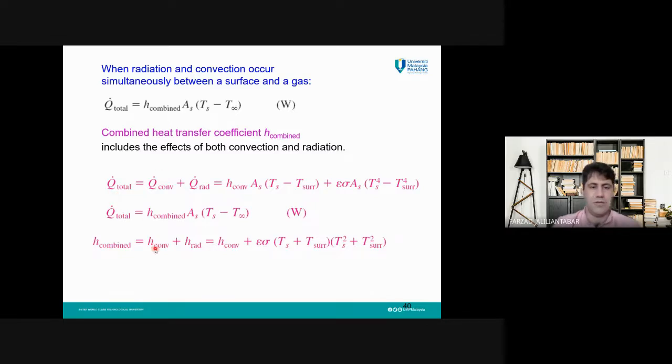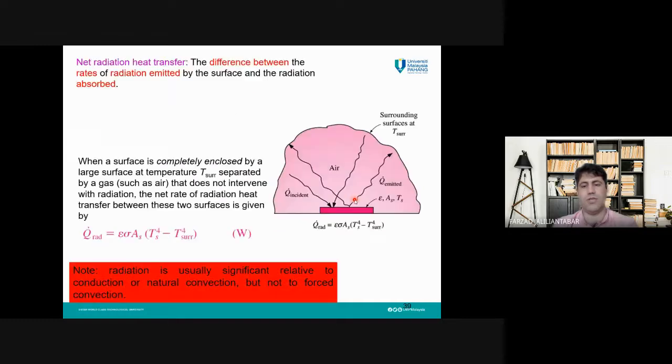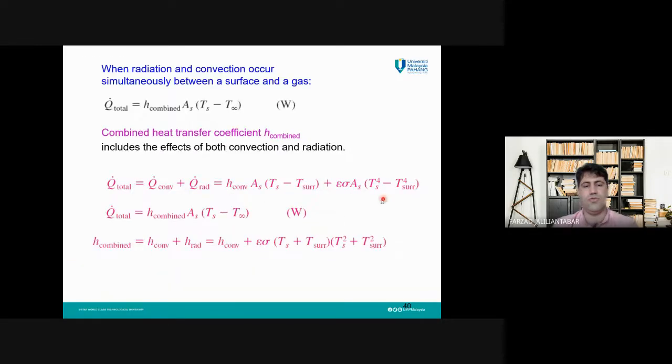As I said, the H combined is here. We will reach that, but this is just simply what I told you. Q dot total is Q dot by convection plus Q dot by radiation, as I said, for this case. So Q dot convection for this example will be equal to H convection, AS, TS minus T surrounding. This is convection. You know about that from previous session. And this one, Q dot radiation, we need to use this equation to calculate that: epsilon sigma AS, TS power 4 minus T surrounding power 4.